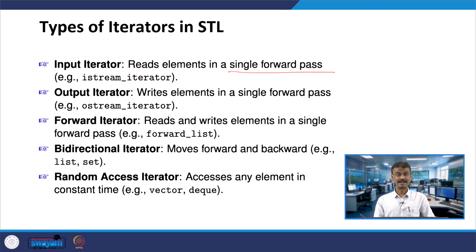And the random access iterator, where you can access any element in constant time. For that you have the STL containers vector and deque. So, in the previous case, bidirectional iterators, you have list and set. Here, in the case of random access iterators, you have vectors and deques.